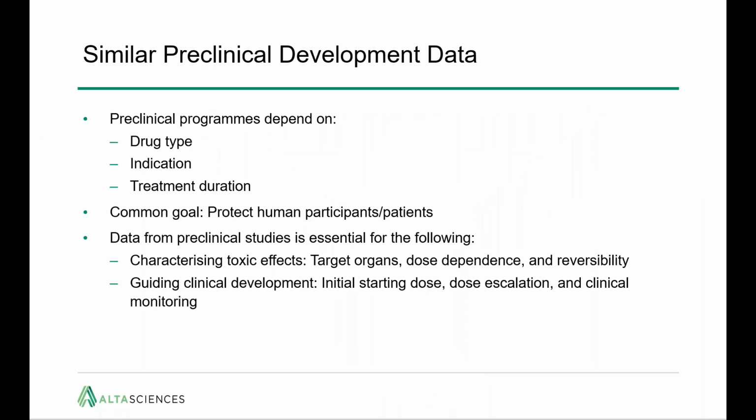There are many commonalities in terms of the preclinical data required to support either the CTA or IND application. Preclinical programs encompass critical safety data that accounts for the type of drug, the target indication, as well as the intended treatment duration. In all cases, the protection of human participants is essential, and adequate safety data from preclinical studies must include characterization of toxicity. Such data is integral to determine the maximum safe starting doses in the first-in-human study, as well as providing guidance for dose escalation and clinical monitoring requirements.